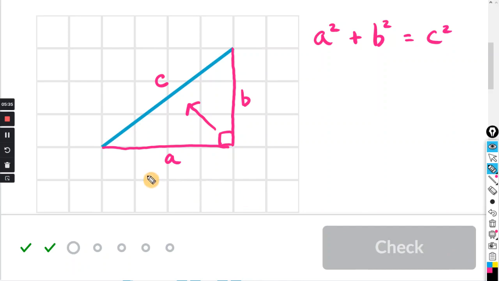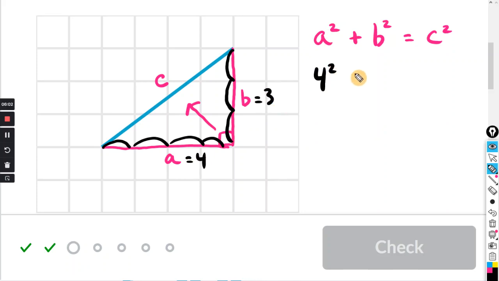All right, so in order to find A and B, all you have to do is count how many units. Okay, right here we have 1, 2, 3, 4. Okay, so for A, we're going to use 4. And then for B, just count 1, 2, 3 units. Okay, so for B, we're going to use 3. So A squared is going to be 4 squared. B squared is going to be 3 squared. And C squared, we don't know. That's what we're solving for.